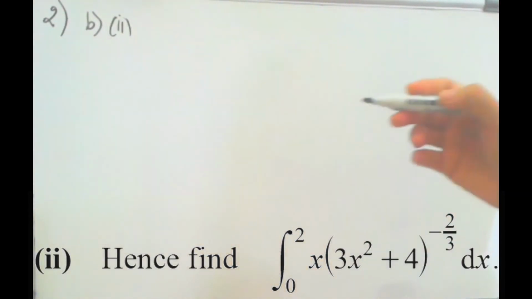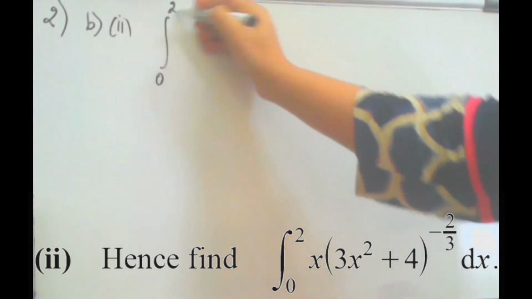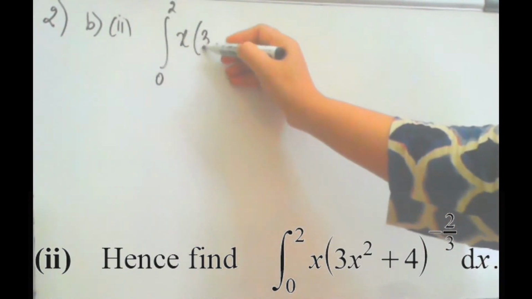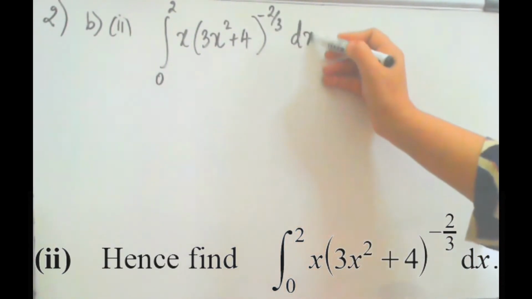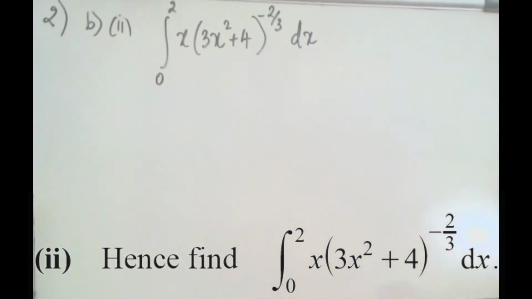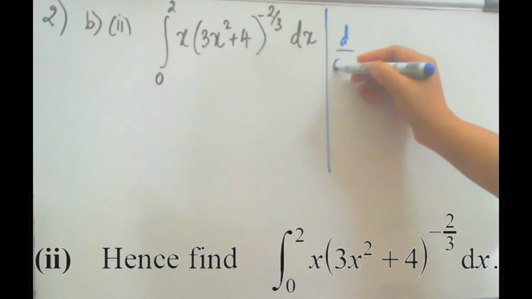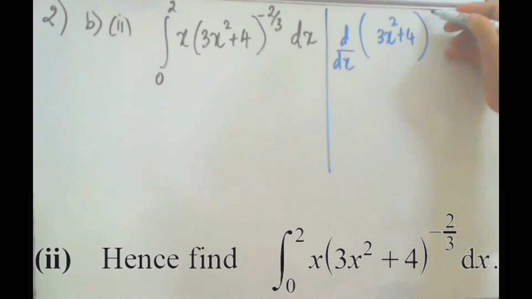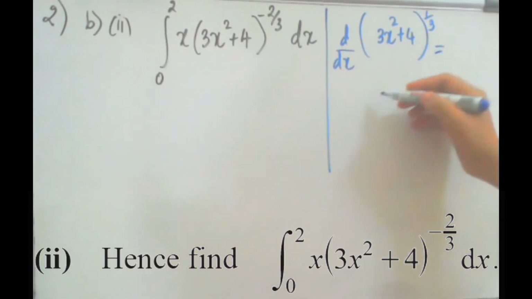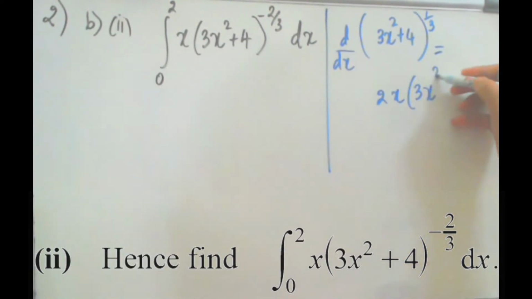Now to b-ii, we have to integrate from 0 to 2 x into 3x square plus 4 power minus 2 over 3 dx. So hence find, we have a hence there, which means we have to use the results of the previous parts of the question. From the previous part, we found that d by dx of 3x square plus 4 whole power 1 over 3 was equal to 2x into 3x square plus 4 power minus 2 over 3.